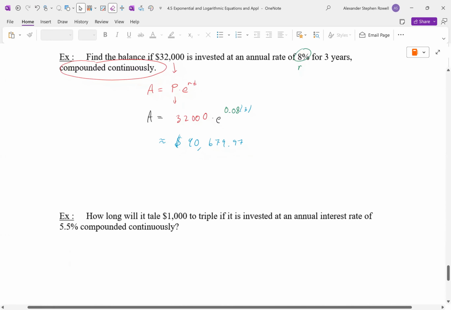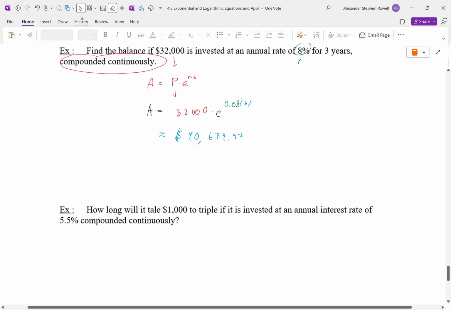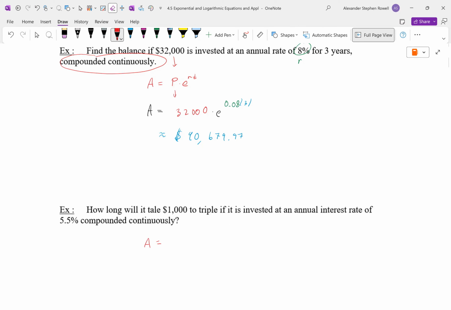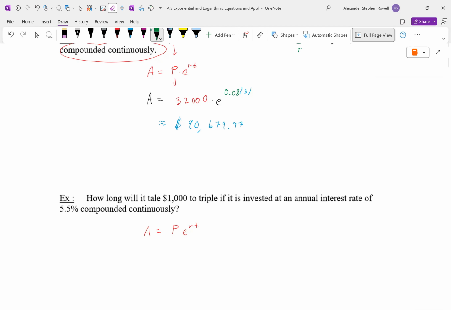Now it's like standard. How long will it take $1,000 to triple if it's invested at annual interest rate of 5.5% compounded continuously? So compounded continuously tells me we're using that same formula. A is equal to, yes, PERT. So what can I plug in? Yes, principal is 1,000. Very good. What else? E? Yeah, E is just a number. The rate? Sure. 0.055.